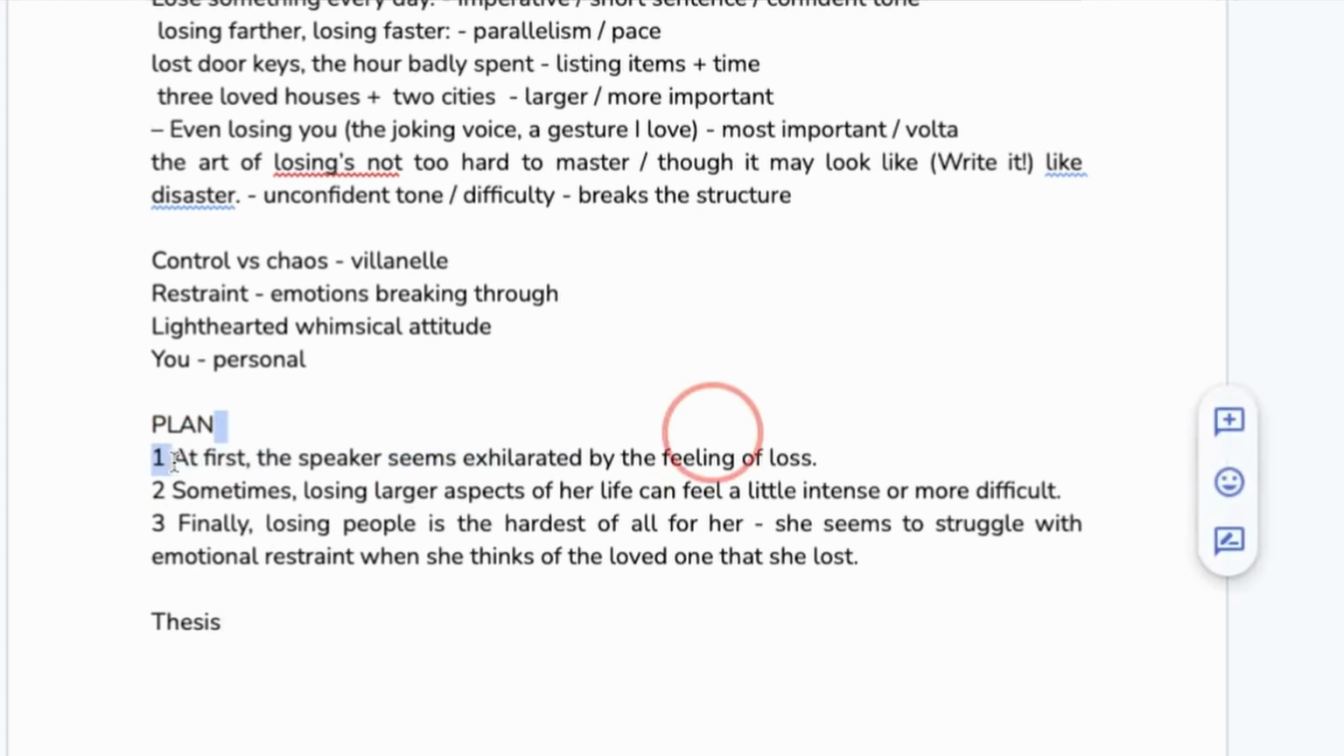So the first one is, it feels fine. The second one is, it starts to feel a bit intense. Finally, it actually feels kind of out of control when she thinks about certain things that she's lost. The thesis needs to tie all of these together, so I'm going to think about how you can do that now. Yeah, so let's think.